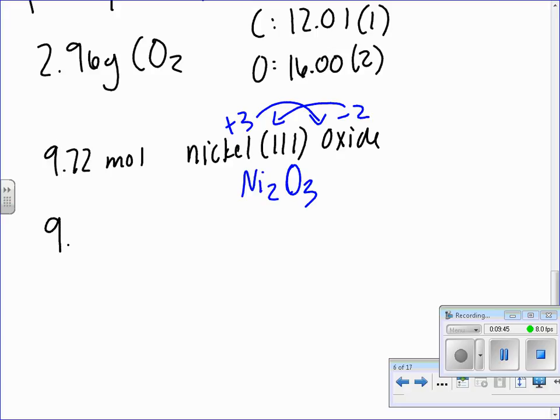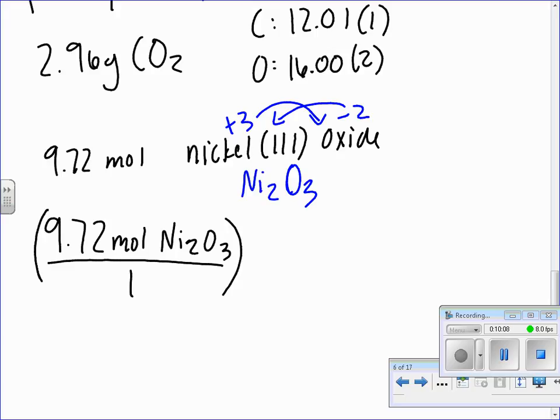Now we have 9.72 moles of nickel 3 oxide, and we want to get to molecules. So we're going to put that over 1. We have a conversion for moles to any particle, and it's Avogadro. Remember, you can use atoms, molecules, or formula units. Since this is ionic, I know I keep saying molecules, we need to find formula units.